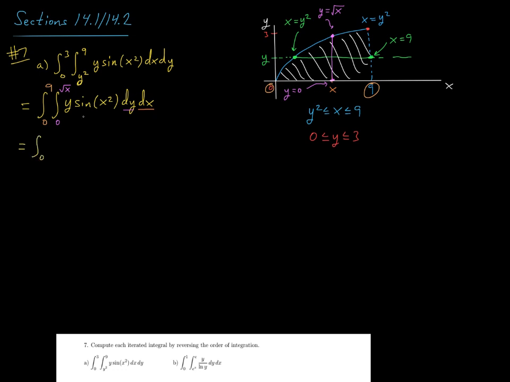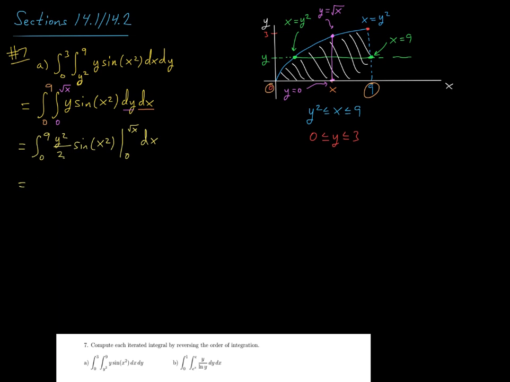And as we can see, since x is held constant, we can compute this integral, right? That would just be y squared over 2 times the sine of x squared. And we're going to evaluate that from 0 to the square root of x. And then we have our dx.